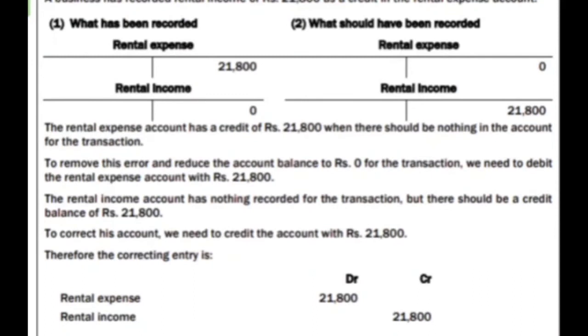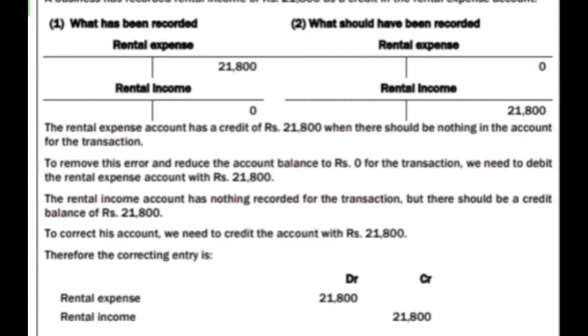Now let us take a look at the first example. A business has recorded rental income of 21,800 as a credit balance in the rental expense account. The rental expense account has a credit balance of 21,800 now, but it should have been recorded as rental income. So how would he make it correct?